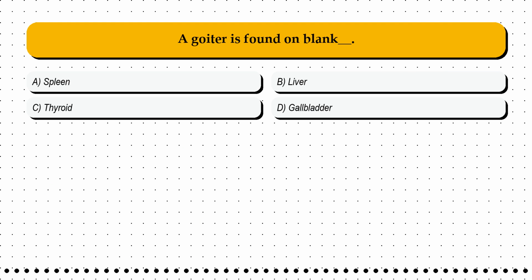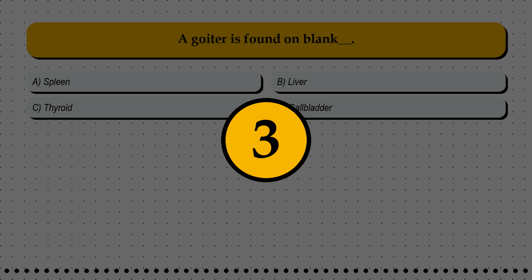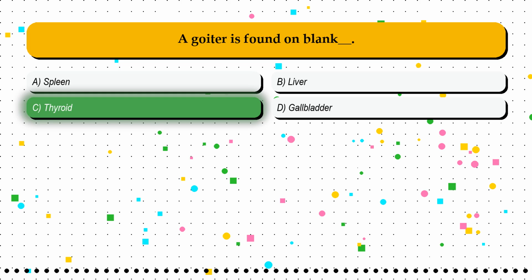Question 170. A goiter is found on the blank. Option A, spleen. Option B, liver. Option C, thyroid. Option D, gallbladder. The correct answer is option C, thyroid.